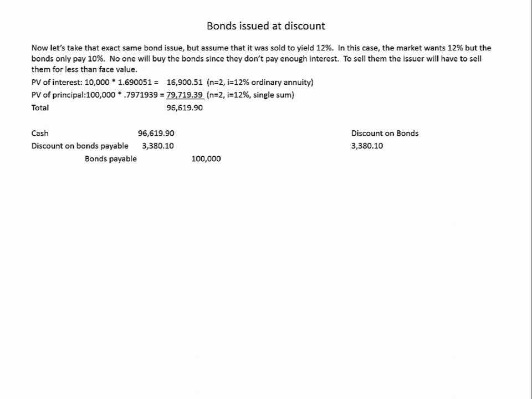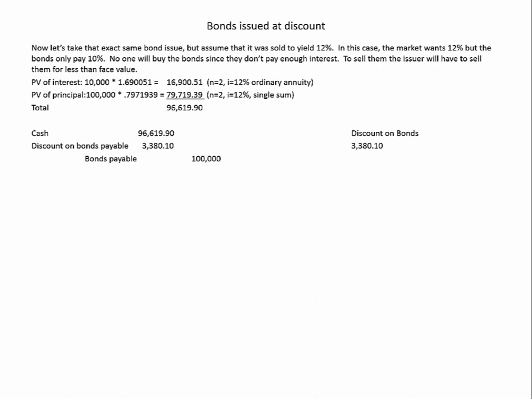The bonds payable liability is recorded at its face value of $100,000. We always record bonds payable at its face value. That is the amount of our legal liability. Although we only received $96,619, we've got a written contract saying we will give you $100,000. The difference between the face value and what we received is the discount on bonds payable.